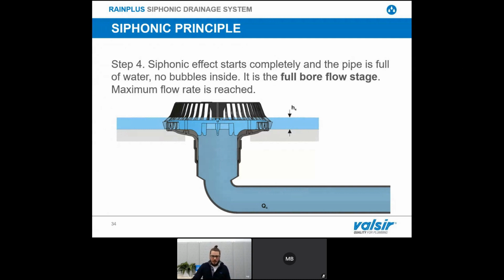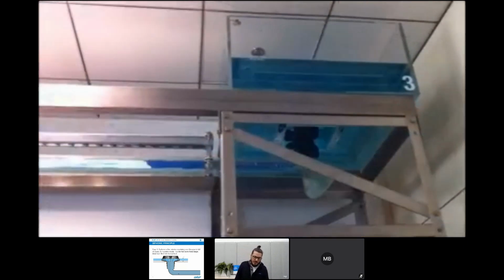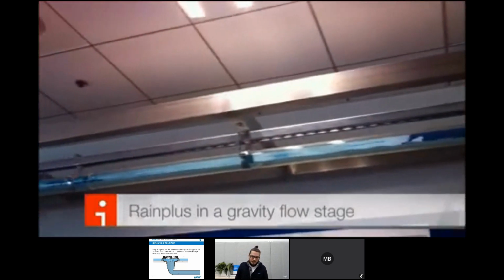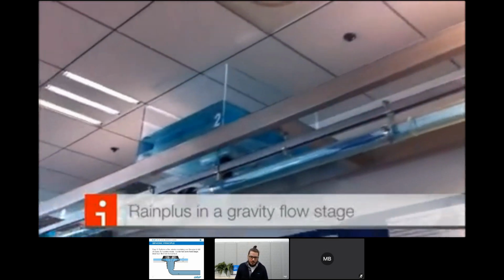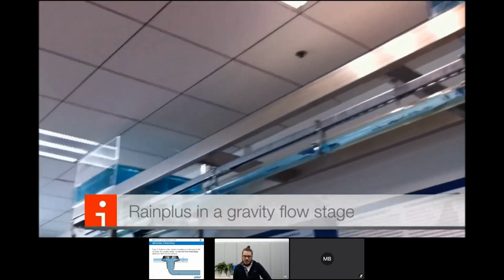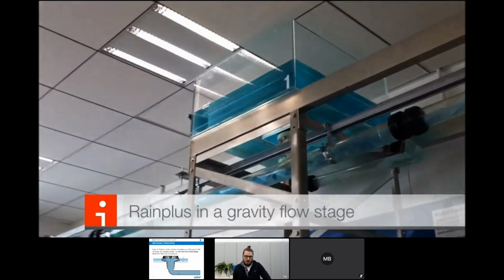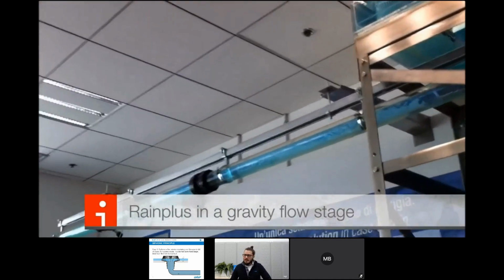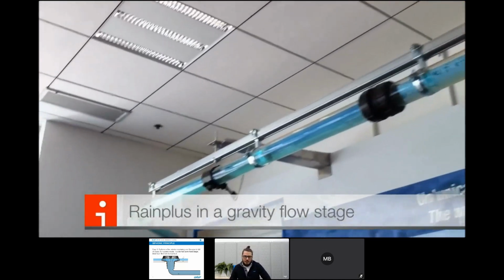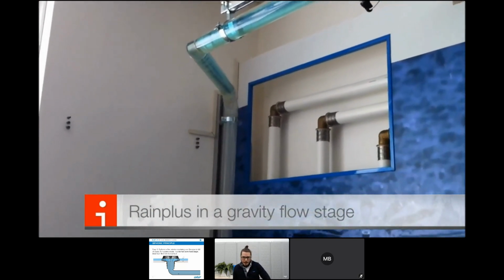On this topic, we are going to see a video of a mock-up that we have here in our company. As you can see, this is a mock-up of a Siphonic system where we are simulating the drainage of a 500 square meter roof. This is the first stage, the gravity flow stage. The water is drained by gravity in a traditional way because we don't have a lot of water on the roof.